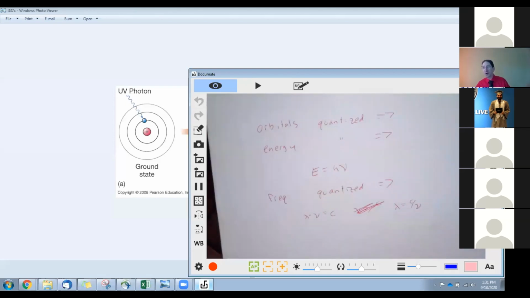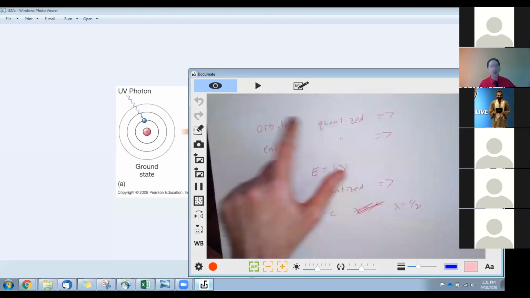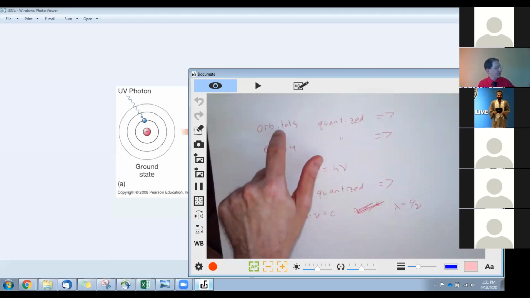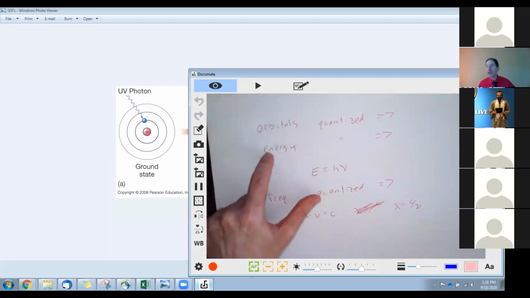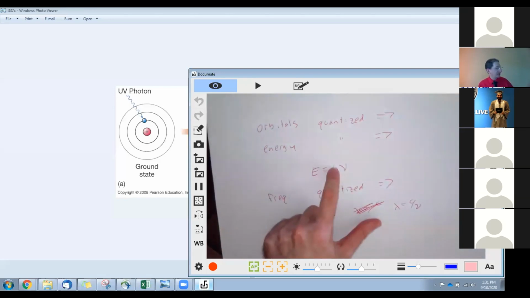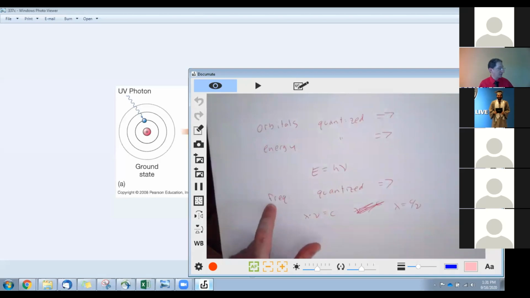If it was traveling as a particle, it could orbit at any distance it wanted, just like planets or asteroids or comets or dust or spacecraft going around the sun. Since it's a wave, you have these quantized orbitals, quantized distances from the nucleus. That means quantized energies to transition between these quantized distances. By this equation, it means quantized frequencies. By this equation, it means that the wavelength is quantized.